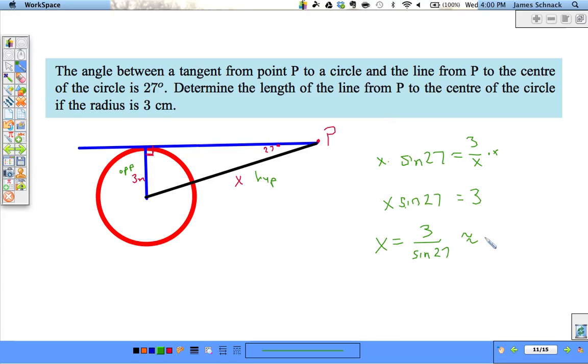which is approximately 6.61. So how long is the length? It's 6.61 centimeters. And if we wanted to give this a name, we could call the center C. This is segment CP. There we go. You got to draw the pictures. You got to label the pictures. And in these particular problems, we are looking for ways to use right triangles.